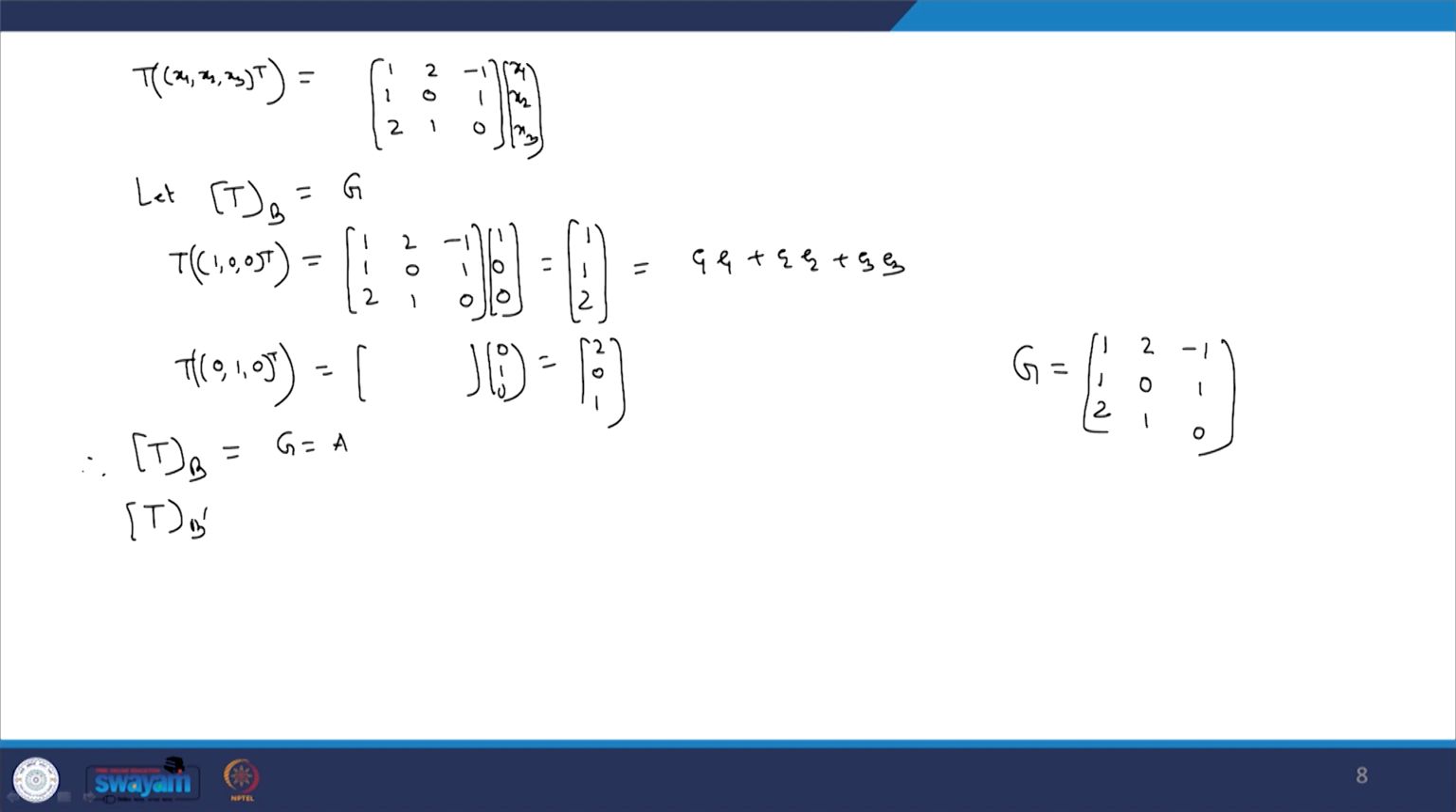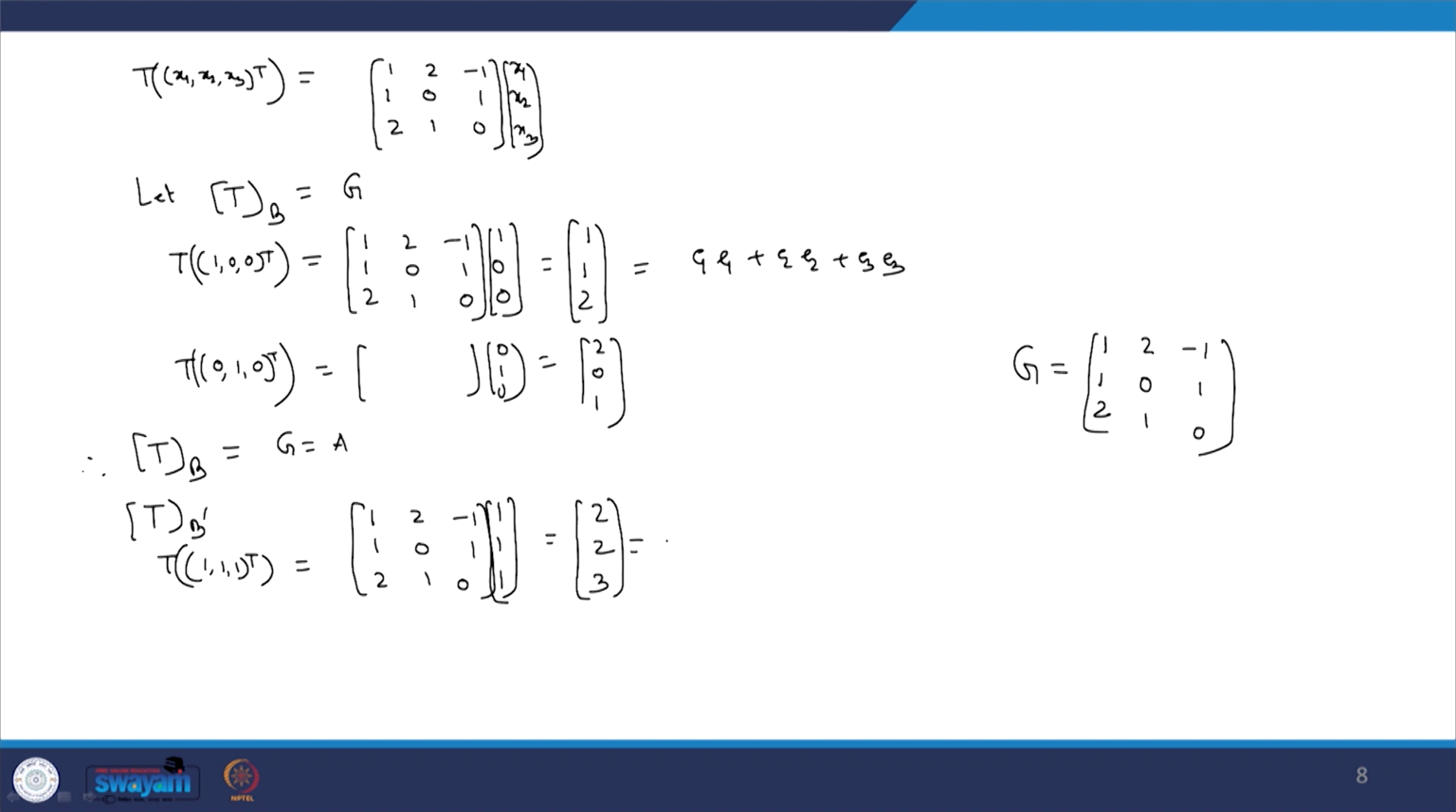Okay. So, for that again I have to see the image of T of 1 1 1 transpose, that is equal to the matrix 1 2 minus 1, 1 0 1, 2 1 0. So, when you multiply this with 1 1 1, I am getting 2, then this is again 2 and this is equal to 3. So, I am getting this one.